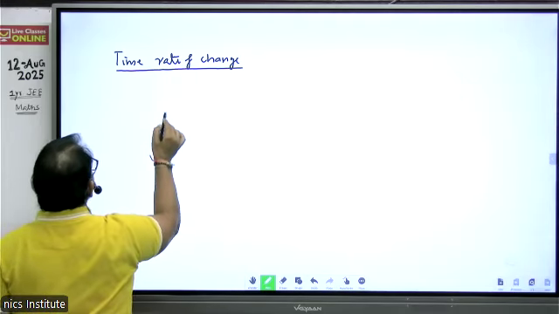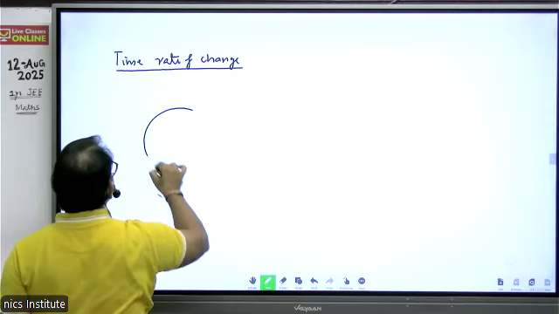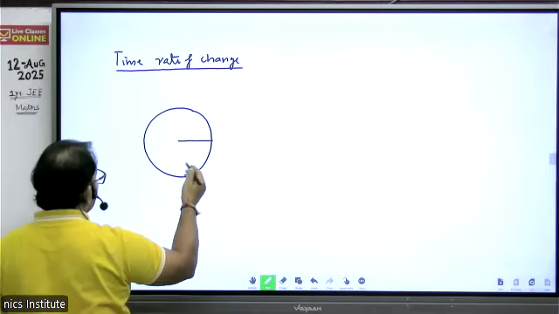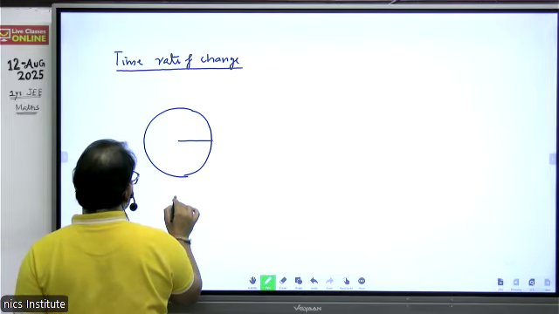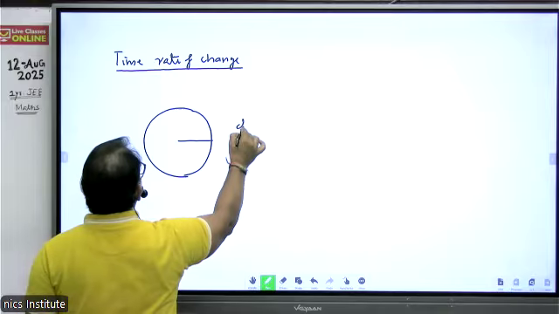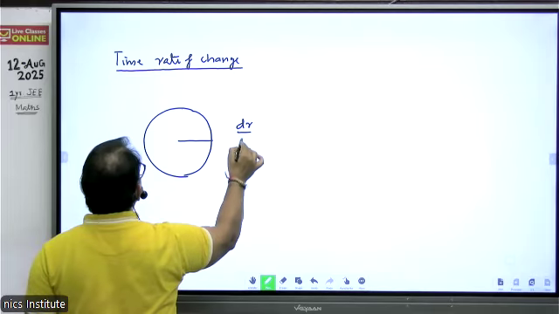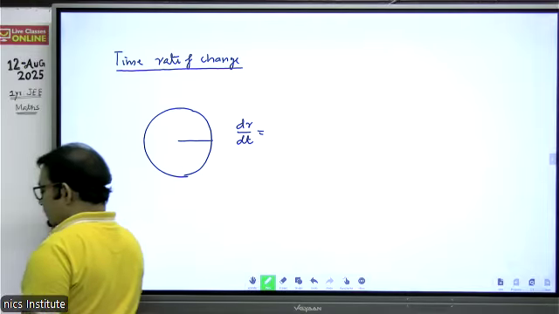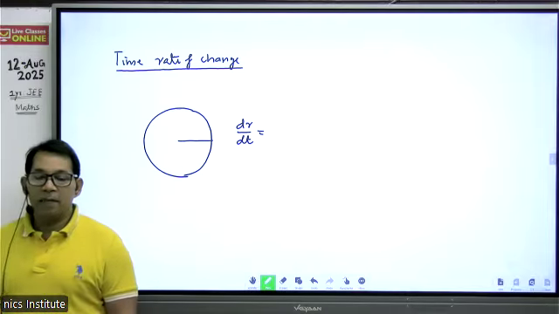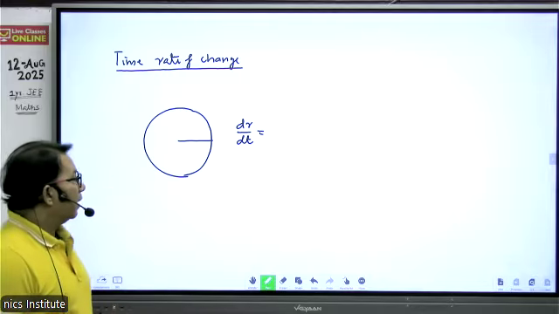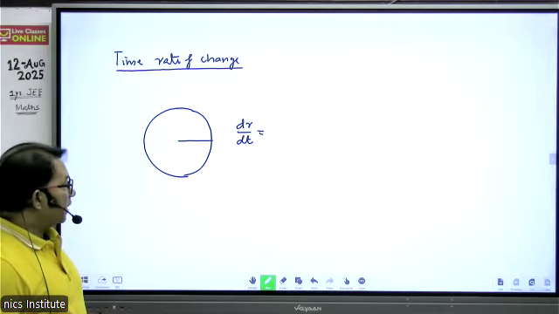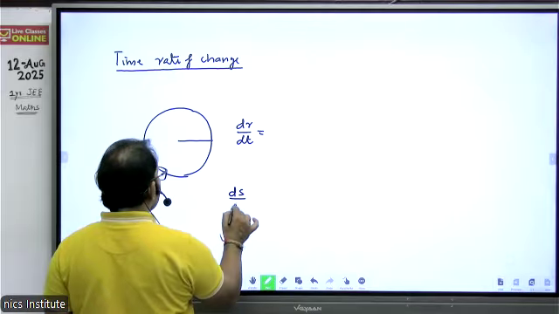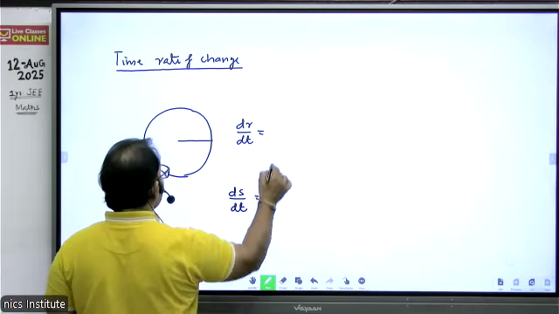In these questions, you will be given some rate of change. Maybe like if I take an example of a balloon, you're filling air in a balloon and say the radius is increasing by some rate, centimeter per second will be given to you. And they'll ask you what is the rate of change in surface area, that is dS by dt, will be given.